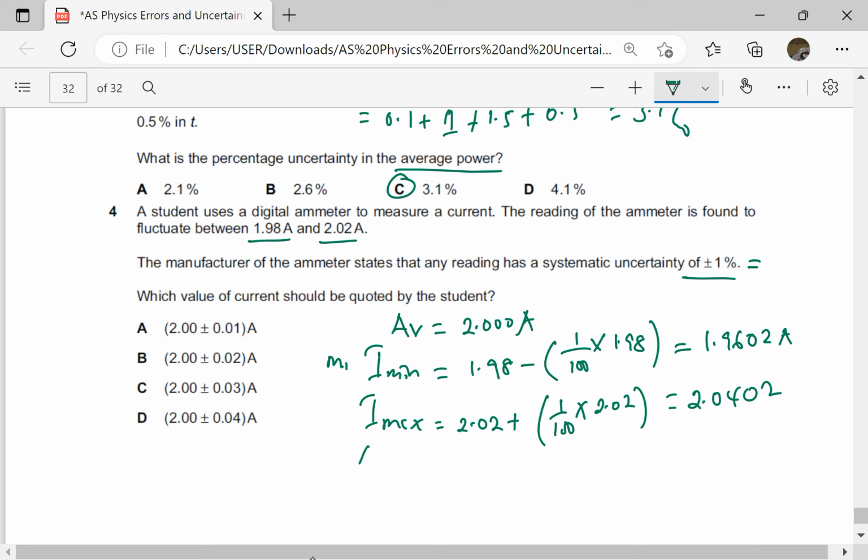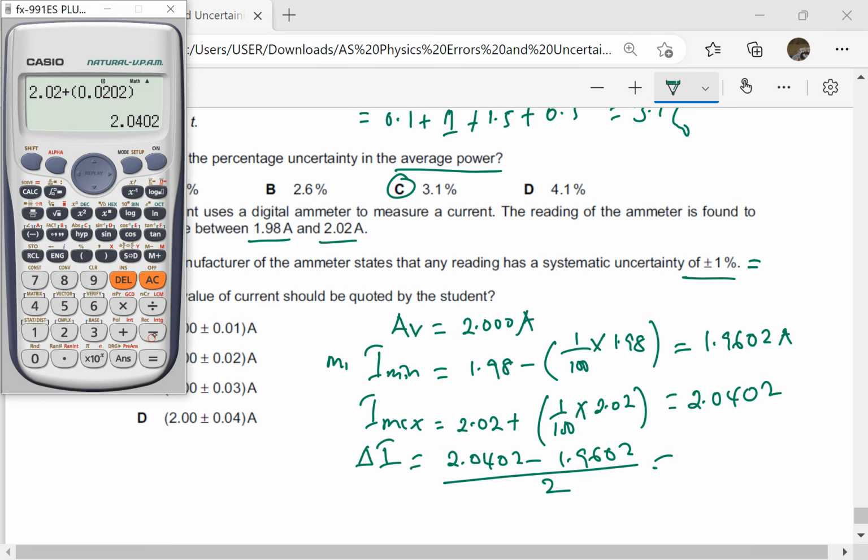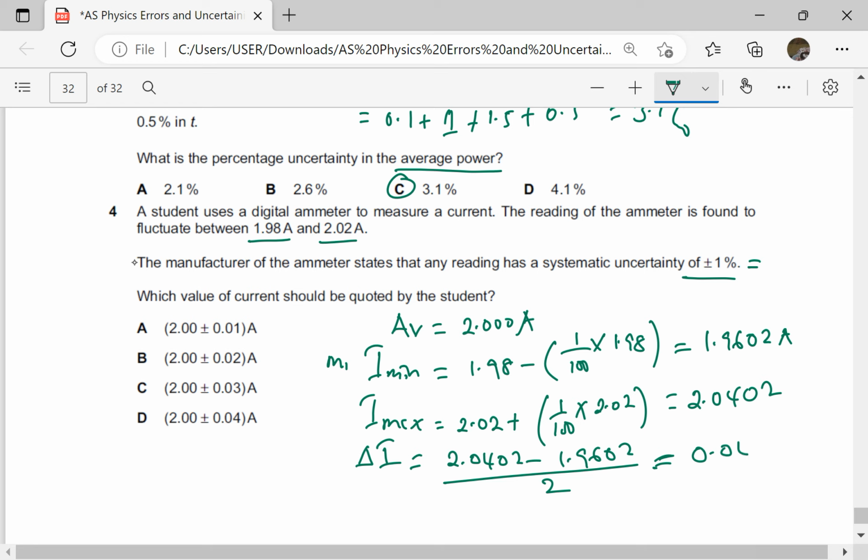So the uncertainty in the current is going to be 2.0402 minus 1.9602, and I will divide this by 2, which is 0.04. So this is going to be 0.04 amperes. So the answer here is going to be D.